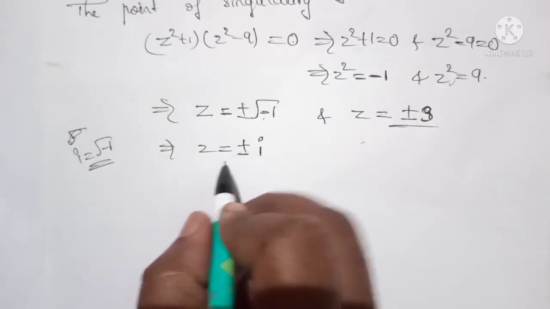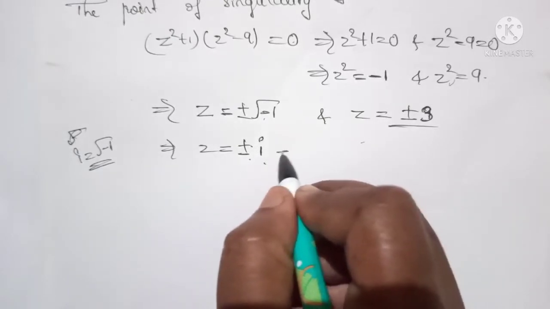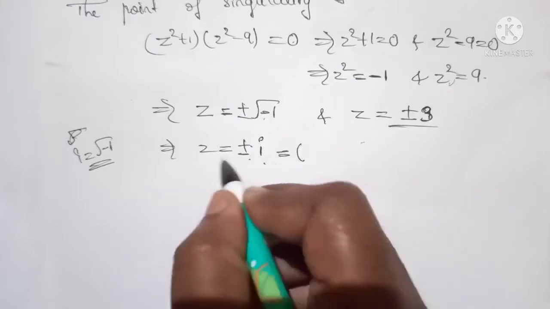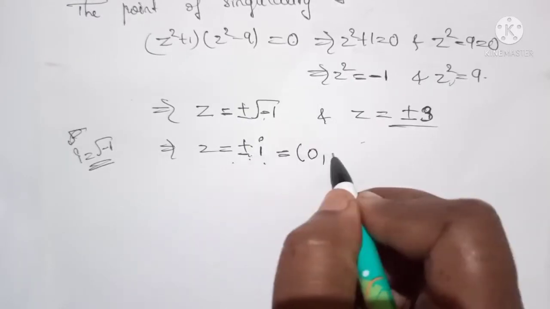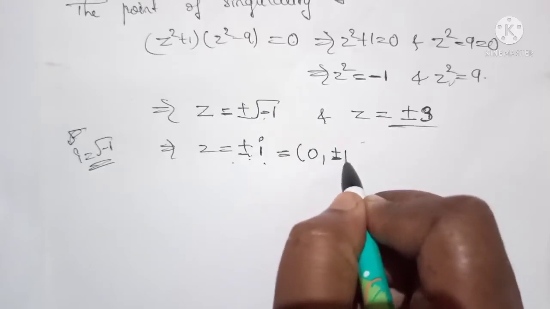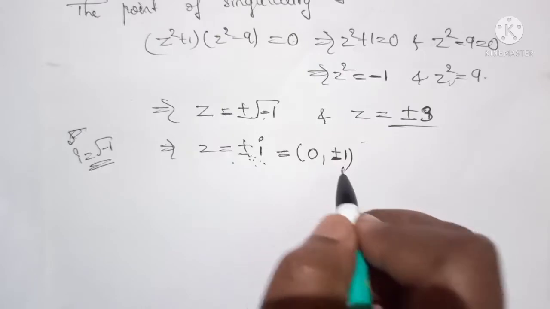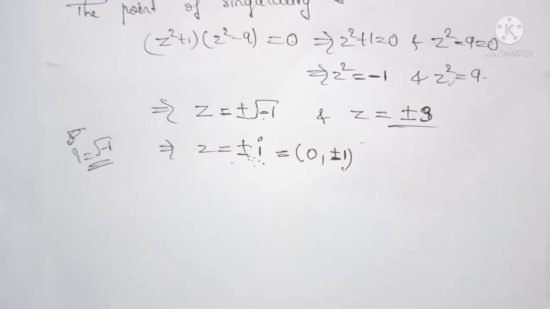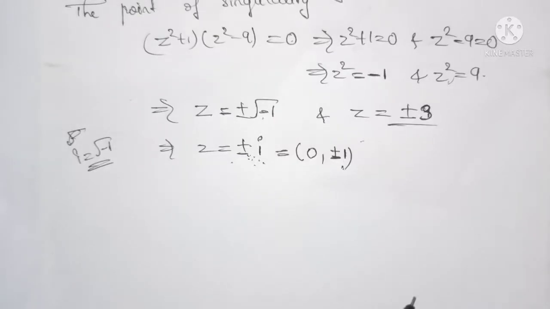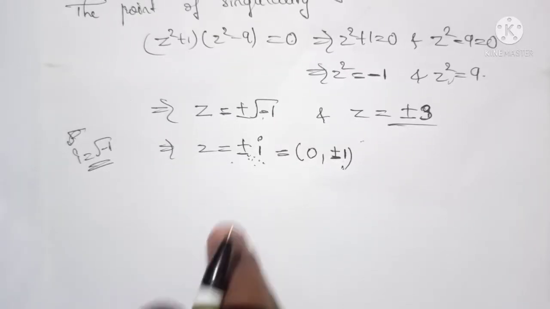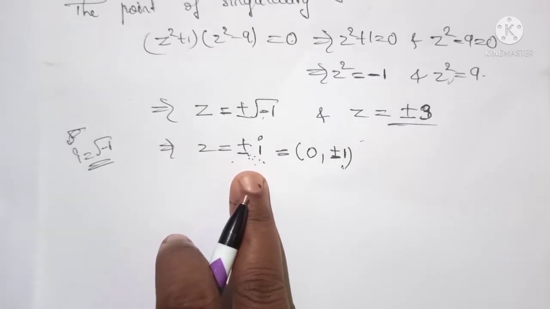As you observe, if you represent plus or minus i in complex form, that is as a point, the real part is 0 and the imaginary part is plus or minus 1. Okay, the coefficient of i is plus or minus 1. So let us understand whether these points lie inside or outside the circle.